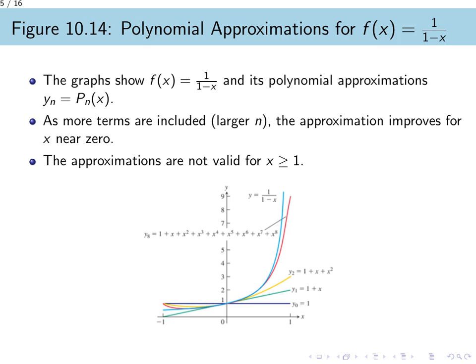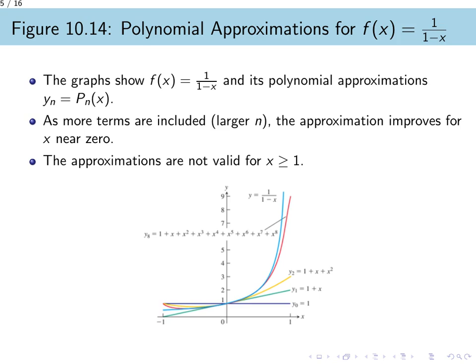The approximation y sub 2 is the parabola 1 plus x plus x squared. Notice that as we increase n, going from the straight line for n equals 1 up to the polynomial for n equals 8, the approximation gets significantly better. The polynomial graph hugs the function's graph more closely, especially for values of x near 0. However, this also illustrates a crucial point. The approximation is only good within the interval of convergence. As x approaches 1, where the original function has an asymptote, the polynomials diverge from the function's true value.